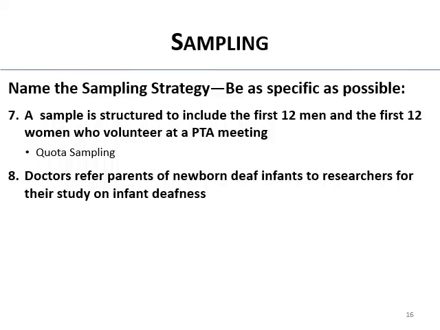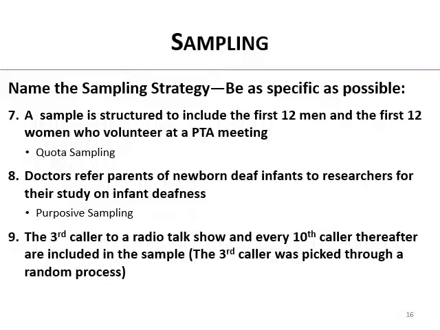Doctors refer parents of newborn deaf infants to researchers for their study on infant deafness. So here we've got folks who, the babies have a specific criteria, right? So you're purposely going out to get deaf infants. Purposive sampling. The third caller to a radio talk show and every 10th caller thereafter are included in the sample. That third caller was picked through a random process. We use some rule. We start at a random place. Systematic random sampling.